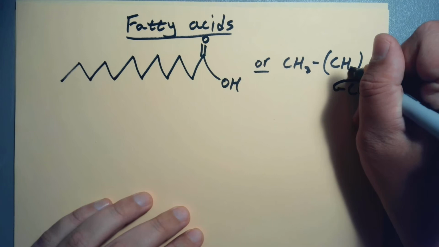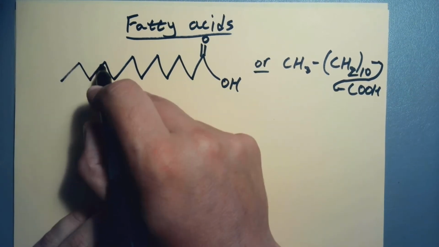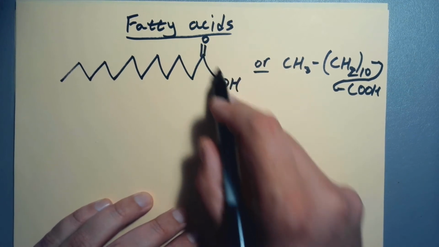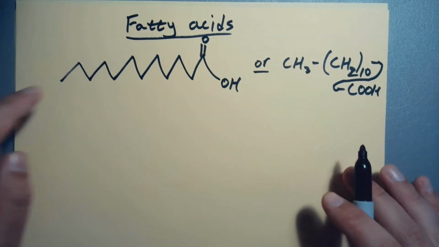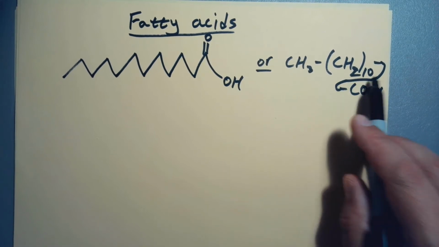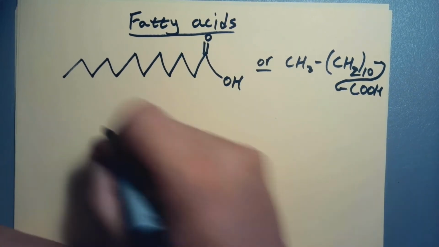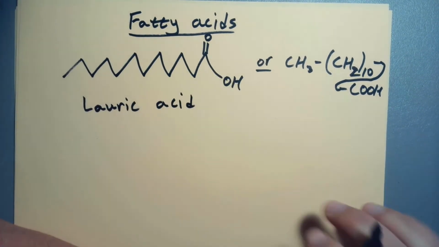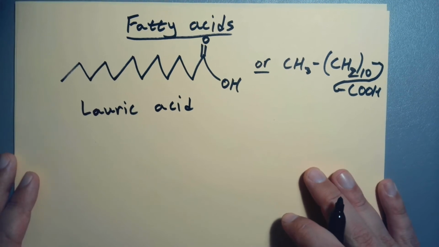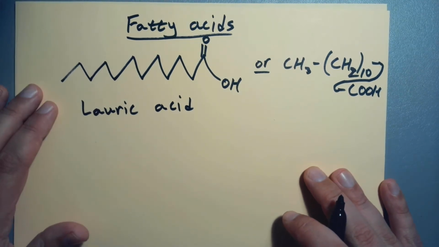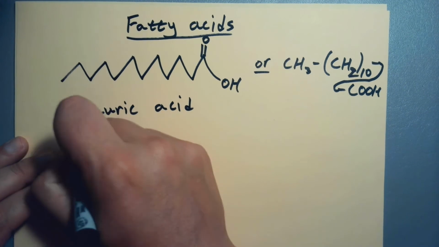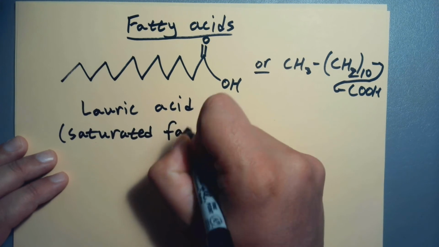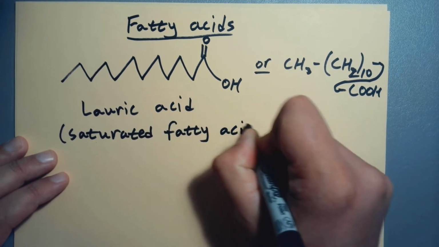So if I have a bunch of CH2s, which I have 1, 2, 3, 4, 5, 6, 7, 8, 9, 10 of them, and then this is our COOH, our carboxyl group, that's it, and we got a CH3 on the end, so we just can put 10 with parentheses. This fatty acid is known as lauric acid, and it is an example of a saturated fatty acid. So this is a saturated fatty acid, which means I need to tell you what unsaturated is, right? That's where we're going to go next.